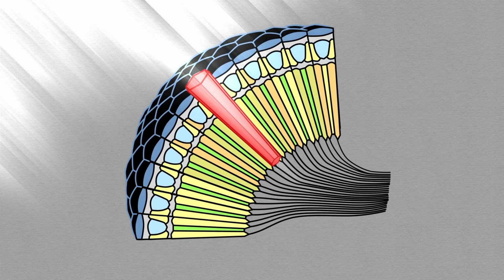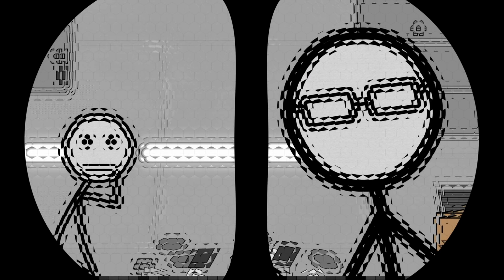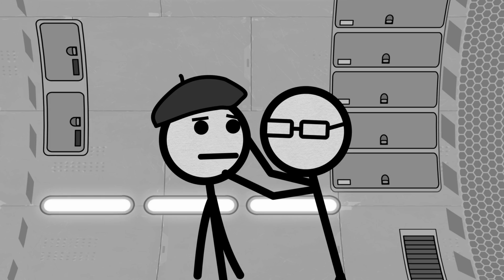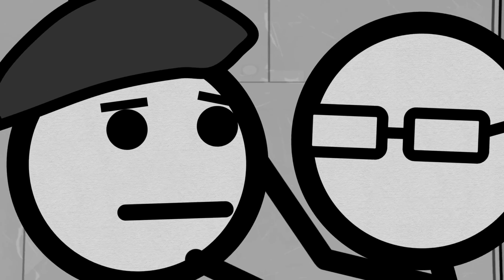More light equals better vision, and hexagons let the most light in using the least amount of wall. So why aren't your eyes hexagons? Au contraire, mon ami, they are le hexagon. Not on the outside, but on the inside.